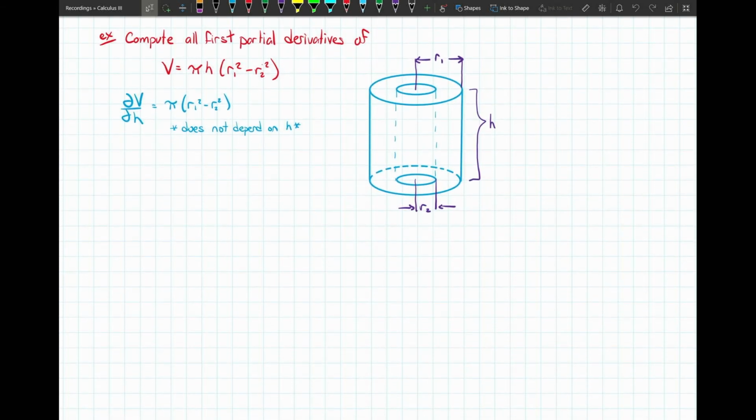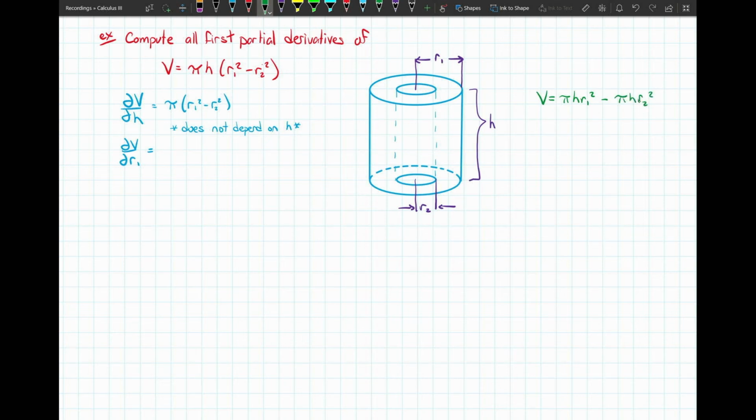Well, now let's take a look at the partial derivative of volume with respect to r1. So this will be del V by del r1. Here we're going to be treating h as a constant. Of course, pi is a mathematical constant. r2 is also a constant. Now what you could do, if you like, is actually maybe just write out this same volume equation but expand it out. This will give us V equals pi h r1 squared minus pi h r2 squared.